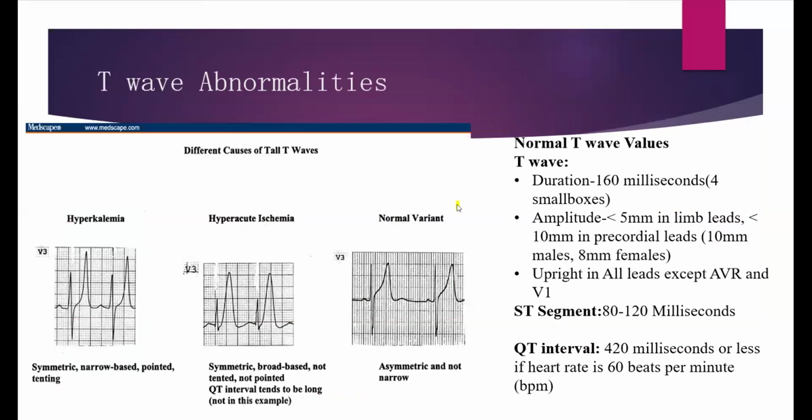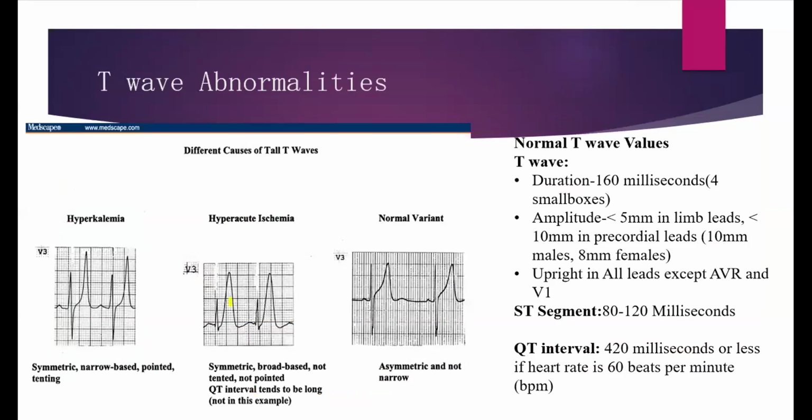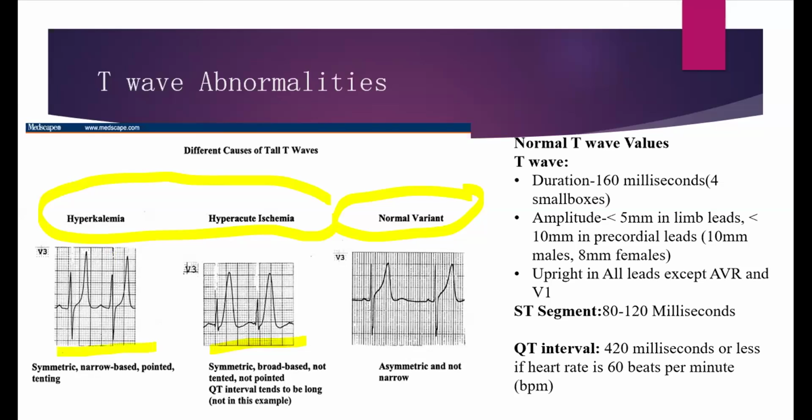So because the first thing that occurs in STEMI is a hyperacute T wave, instead of looking at ST, we'll start with the T wave abnormality. The T wave abnormalities can be symmetric or asymmetric. Asymmetric T waves can be hyperacute T waves that occur in the early part of the MI, or they can be due to hyperkalemia. So how do you differentiate between hyperacute ischemia and hyperkalemia?